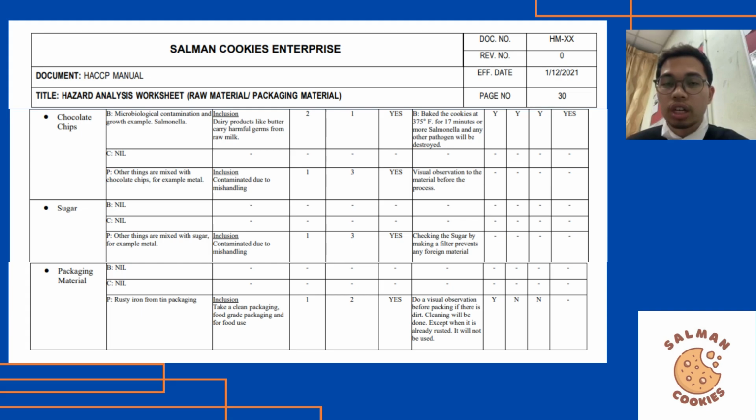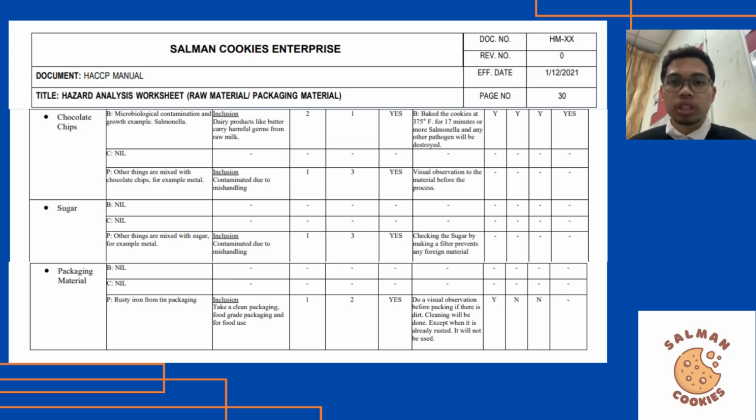So we go to the next raw material, chocolate chip. Chocolate chip has a microbiological hazard. It comes from contamination with salmonella. This is a very sensitive item, and we must ensure the temperature is really suitable, at 65 degrees. So this is one of our sensitive items.